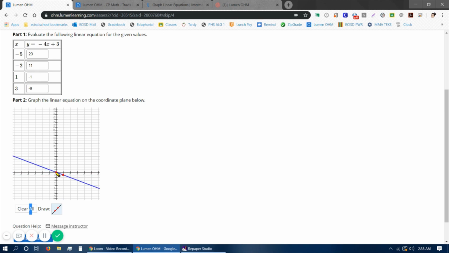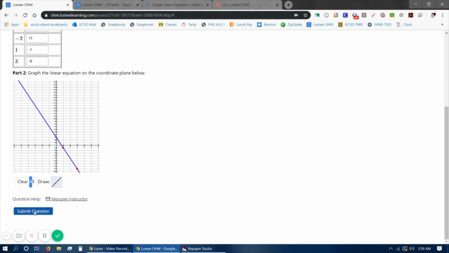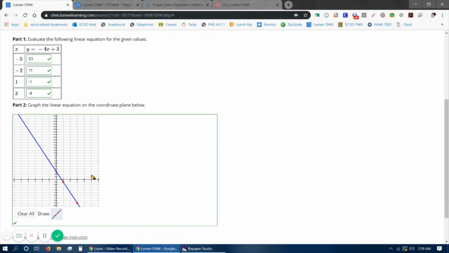For our next point, we start back at the center. X is positive 3, so I move 1, 2, 3 places to the right. The negative 9 means I move down 1, 2, 3, 4, 5, 6, 7, 8, and 9. So I can go ahead and click Submit, and I get full credit for the graph, even though I only plotted 2 points.